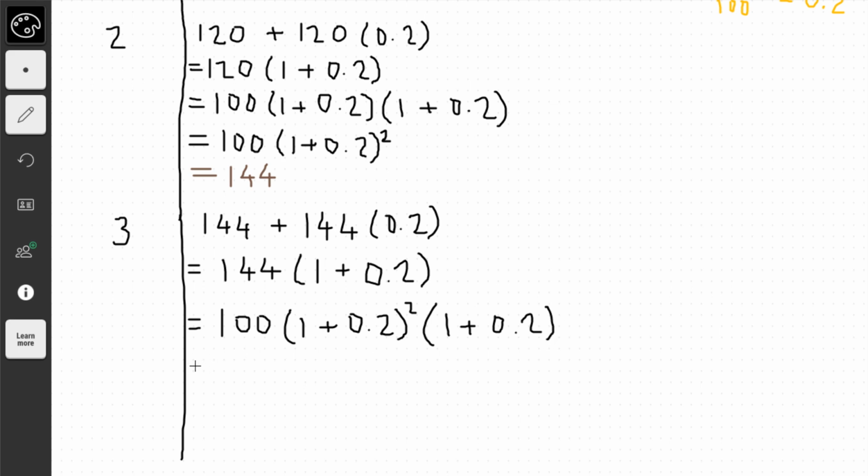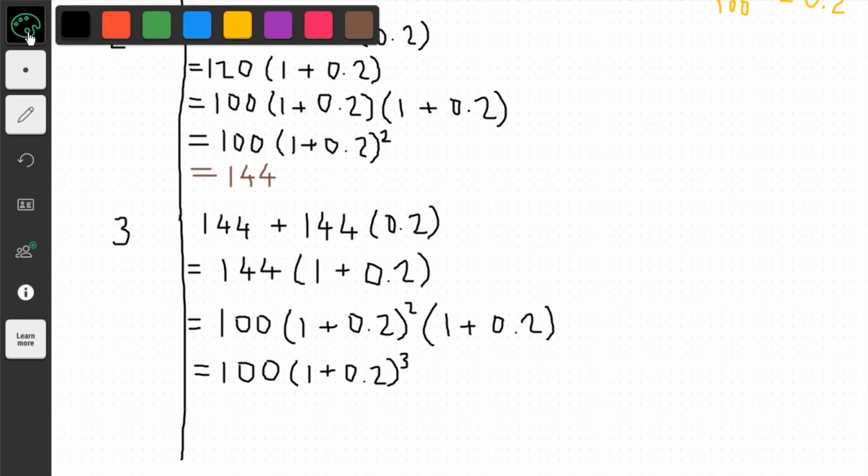Now I'm just going to start calling this 1.2, because 1 plus 0.2 is 1.2. So we've got 1.2 being squared, and then we're multiplying it by 1.2 again. In total, we're multiplying 3 instances of 1.2 together, so we can just say that's 1.2 cubed.